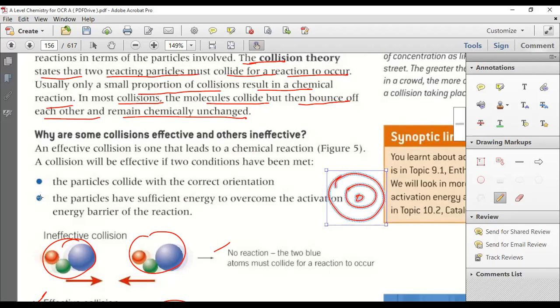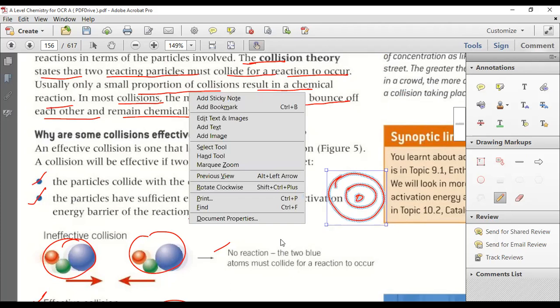So a collision will be effective if two conditions are met. The first one: the particles collide with the correct orientation. A collision will only happen whenever there is a correct orientation. And the second point: the particles have sufficient energy to overcome the activation energy barrier of the reaction.